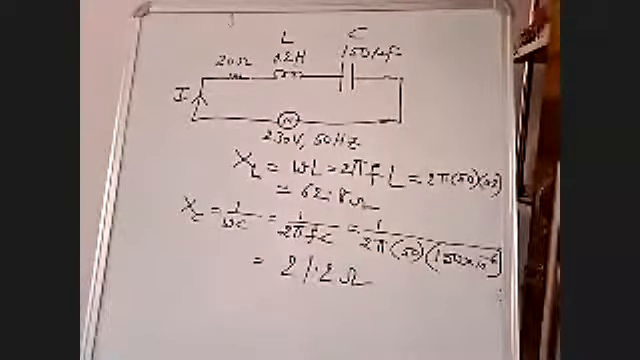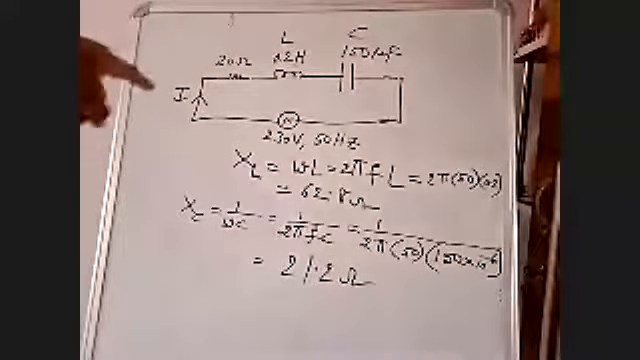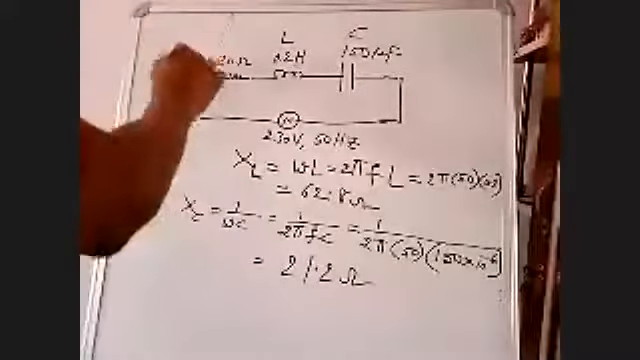XC value is 21.2 ohms. Are you getting this value, 21.2 ohms? Yes, sir. The unit of XL and XC is ohms. The unit of R is also ohms. See the diagram? The unit of R is ohms.